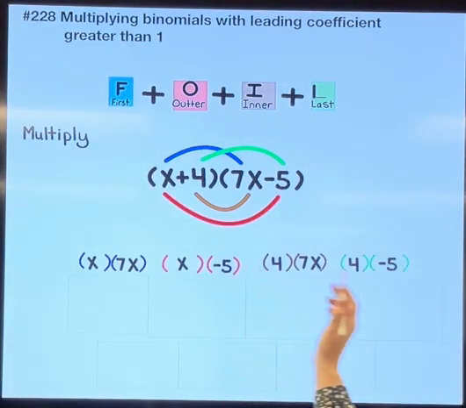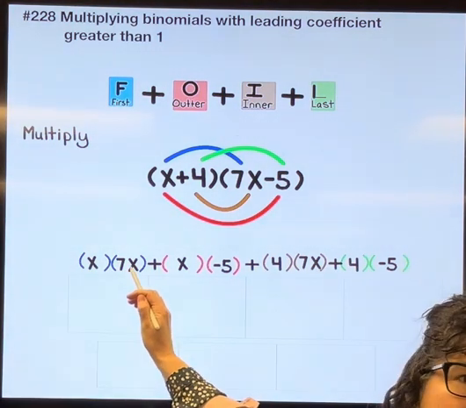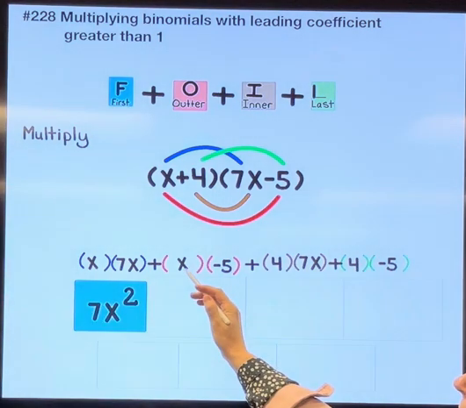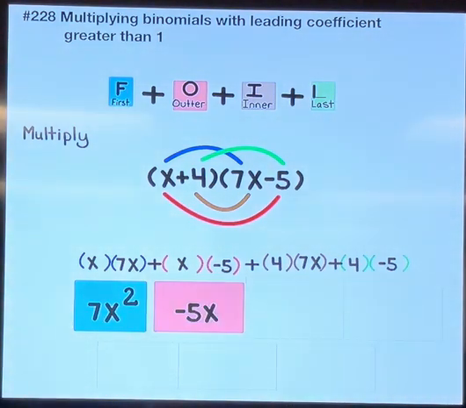So we're going to add these together. And I think I'll go ahead and just throw in a plus sign so algebraically this is true. Okay, but this is what's going on in our head. When I take X times 7 times X, that makes 7X squared. When I take X times -5, I get -5X. When I take 4 times 7 times X, I get 28X, and 4 times -5 is -20.